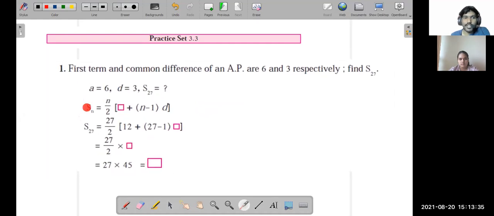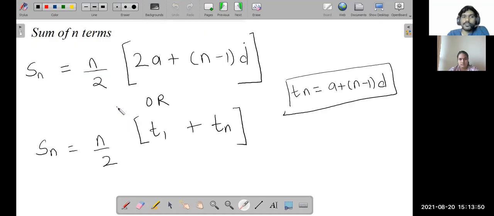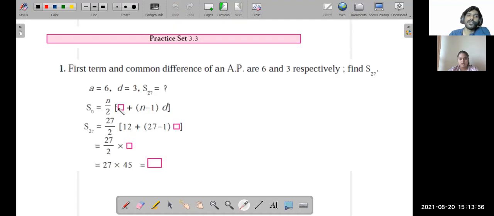So the formula is Sn is equal to n upon 2. What is here in the formula? What will come in this box? See the formula: n upon 2, 2a plus n minus 1 into d. So in this box you will write 2a plus (n minus 1)d.